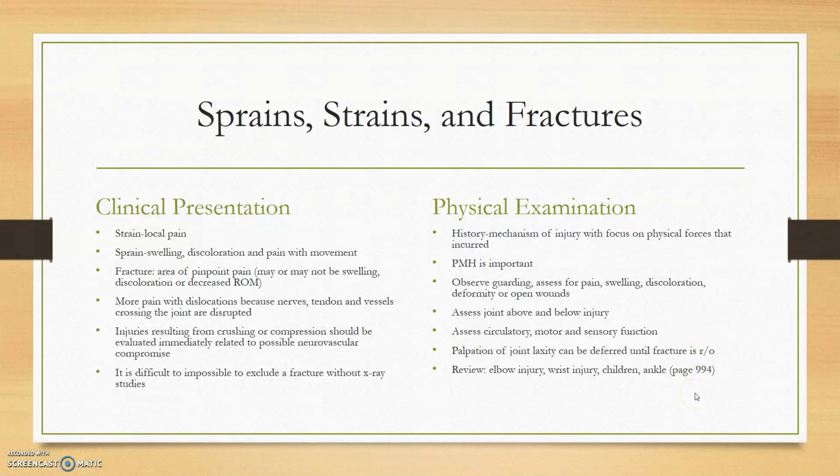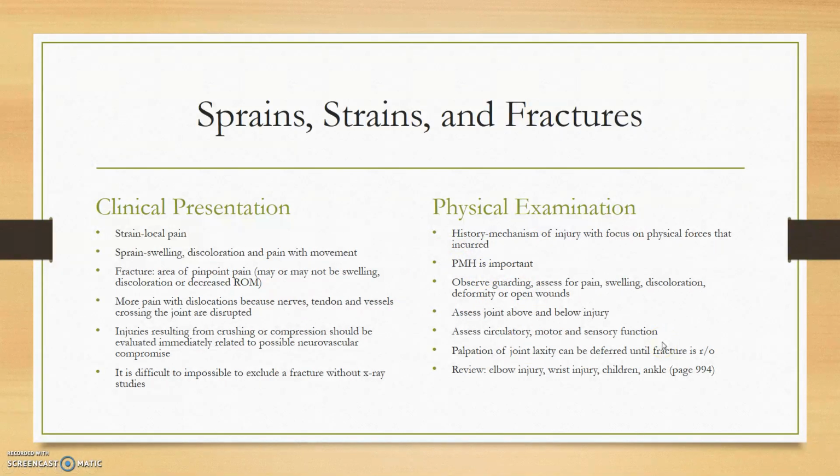Physical exam, again, history has got to be very broad. It has to be very specific, the mechanism of injury with force, with focus on the physical forces that occurred. You also have to really drill down to that past medical history. Have they ever had an injury like this before? Do they have any diseases of the bone or immunocompromise? Really looking at increasing your suspicion of fracture.